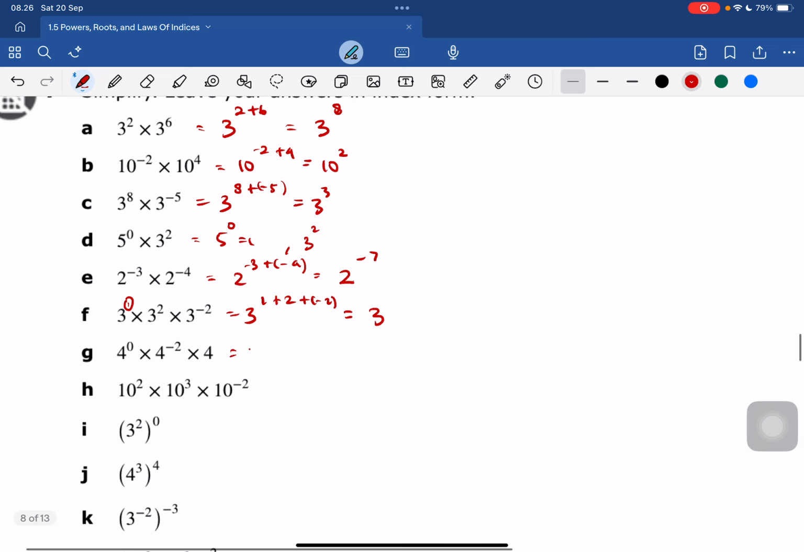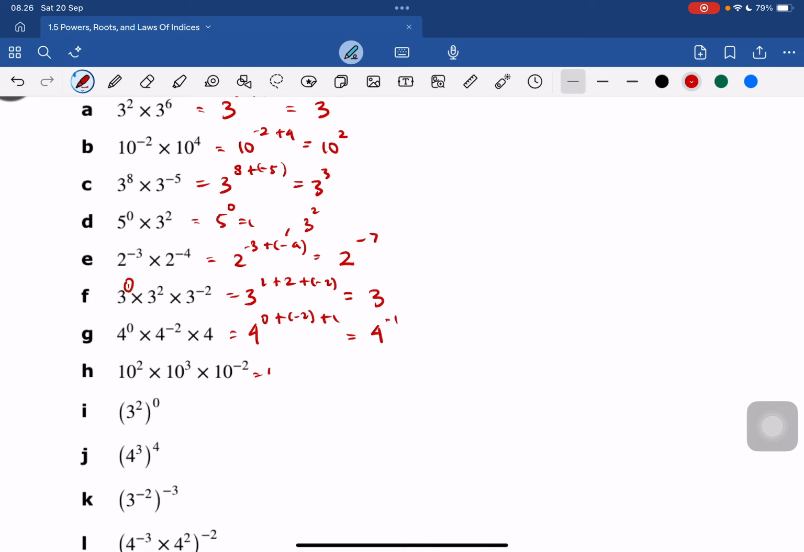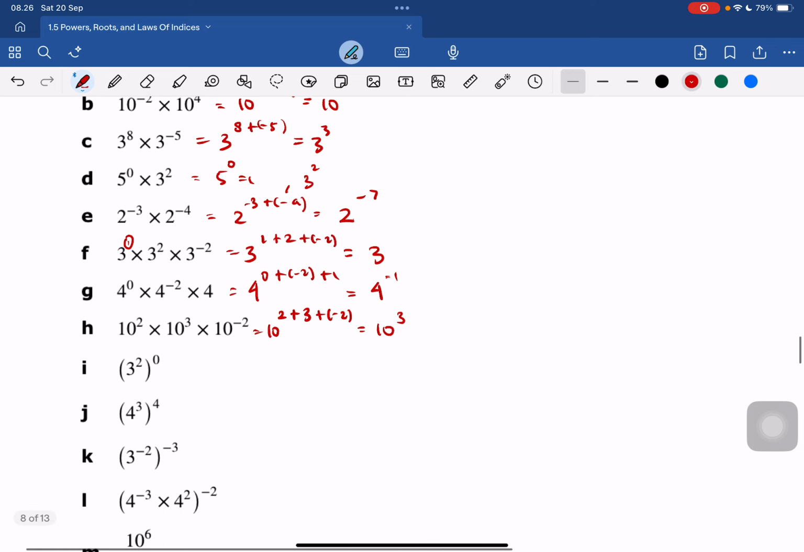Next, the same base, 4 power of 0 plus minus 2 plus 1. Remember, there is no power, that means it is 1. So this is going to be 4 power of minus 1. Next, 10 power of 2 plus 3 and then plus minus 2. So this answer is going to be 10 power of 3.